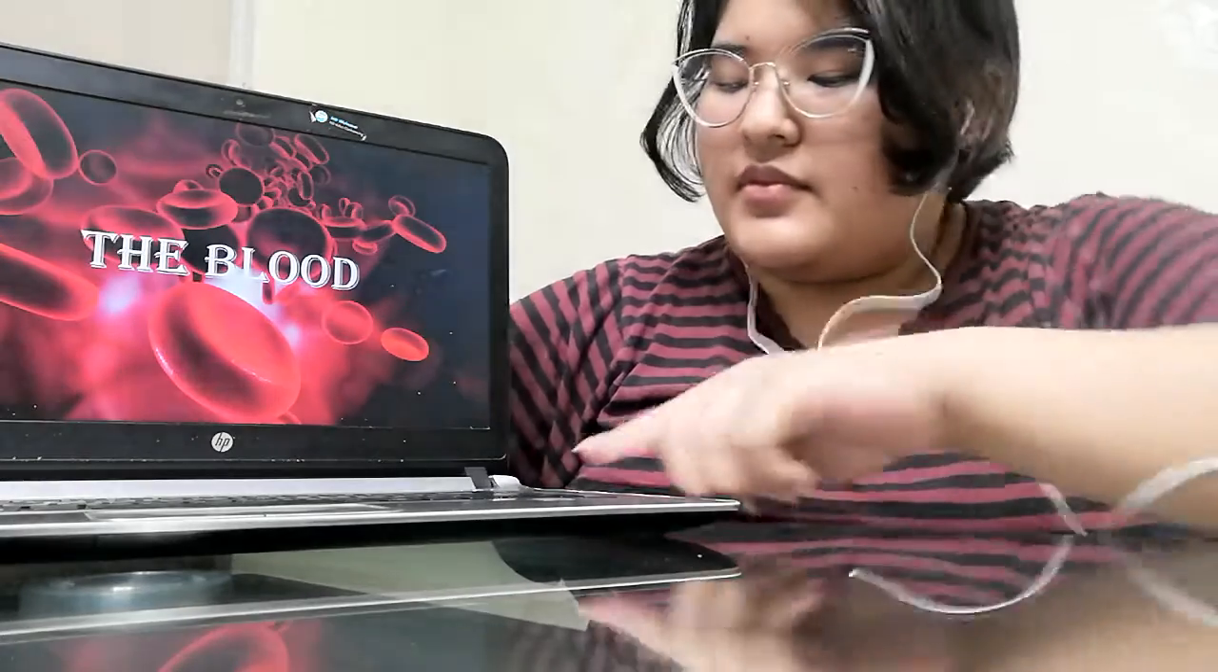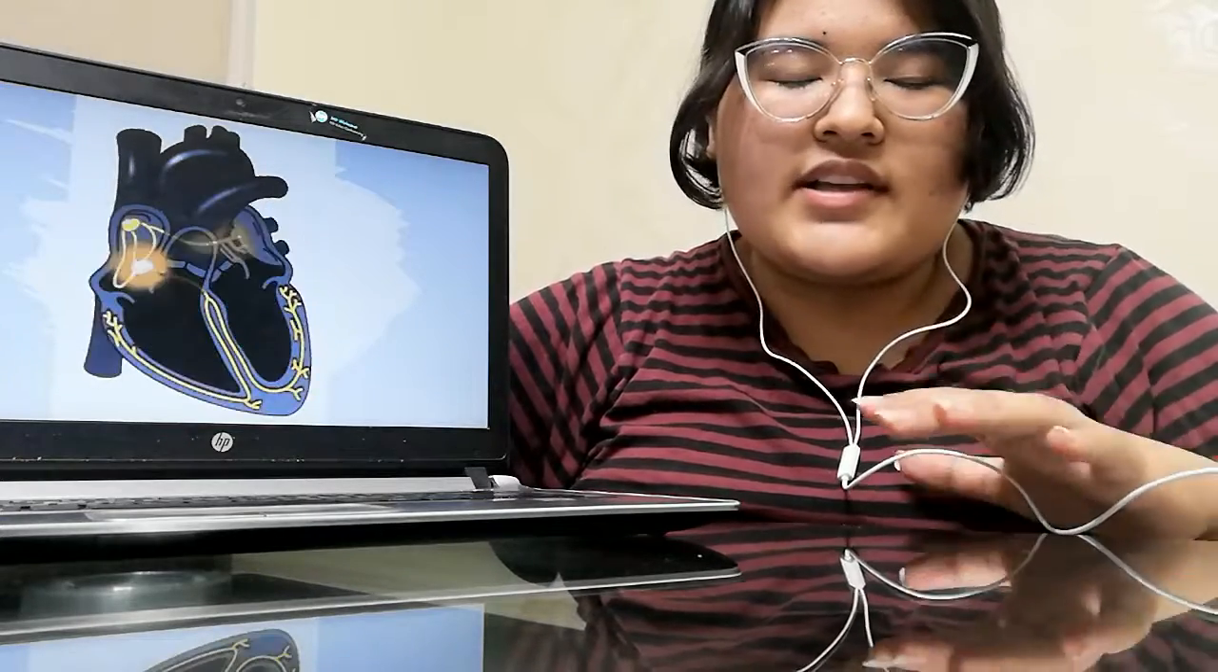Now, how does the blood reach every part and organ in the body? Okay, we all know we have a heart, and the heart is one of the most important organs in the human body. Now, how does it work? Well, we have two upper chambers called right and left atriums, and two lower chambers called right and left ventricles. Now, the blood comes from the entire body and enters the right atrium.